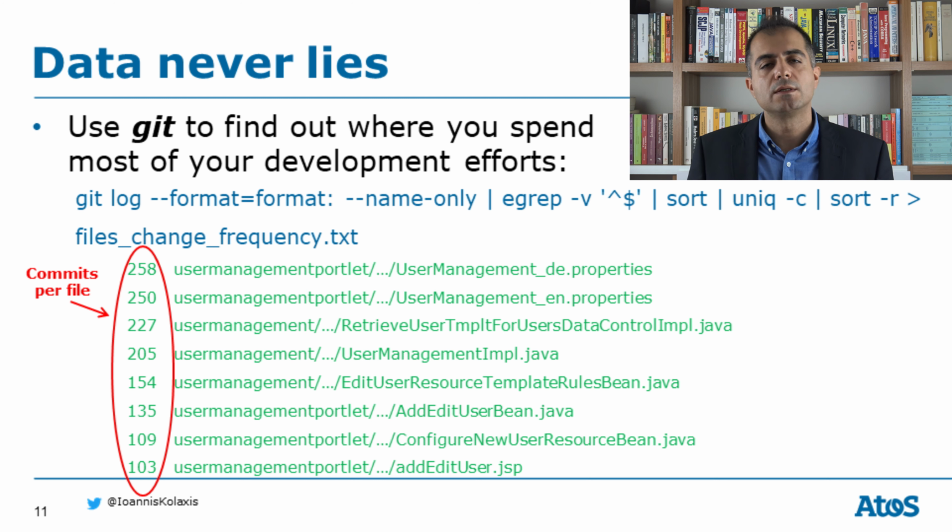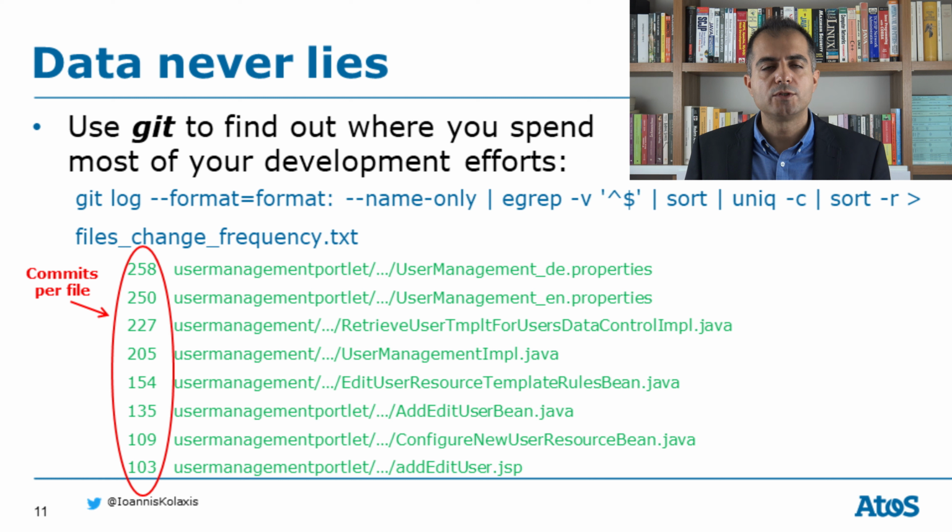This is an actual list of the files in our repository, showing the files with the highest number of commits. As you can see, this is a very simple command in Git that you can also copy-paste and execute for your own application and find out the files with the highest number of commits. Clearly, the first two files are properties files. We use them in order to localize our application in German and English. We shouldn't really care about these files for the moment.